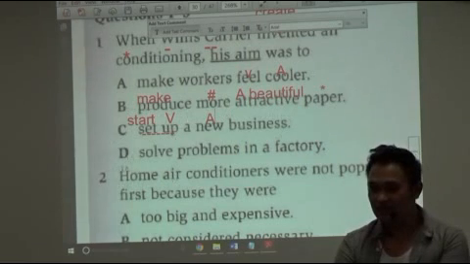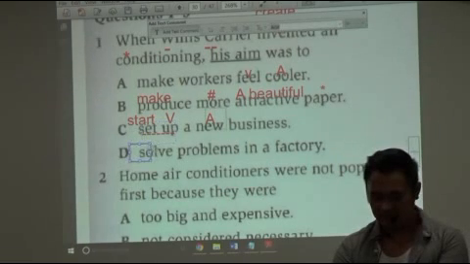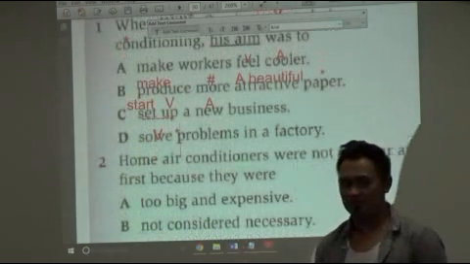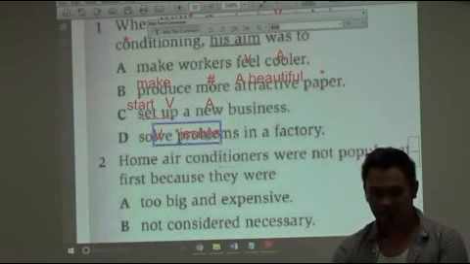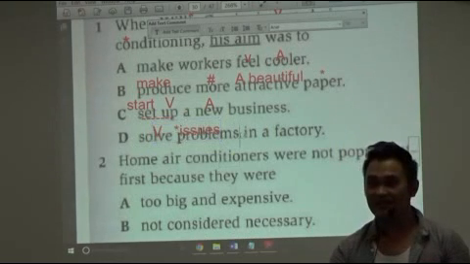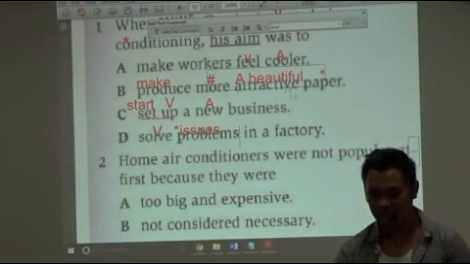And D, solve problems in a factory. Solve problems. Okay, I'll put a star on that. Everybody say problems. Issues. Isn't it? The word problem has a paraphrase. The paraphrase is issue. And what about factory? I think everybody knows factory, isn't it?